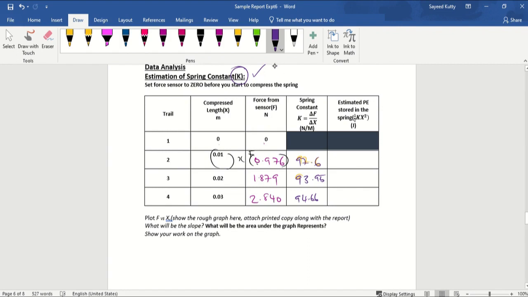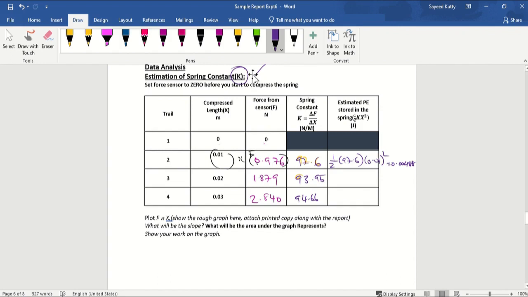We can calculate the potential energy stored when you compress it to 1 centimeter. It is half k x squared: half into k, 97.6, into 0.01 squared. What is the value? 0.5 times 97.6 times 0.01 squared. I'm getting the potential energy as 0.00488.